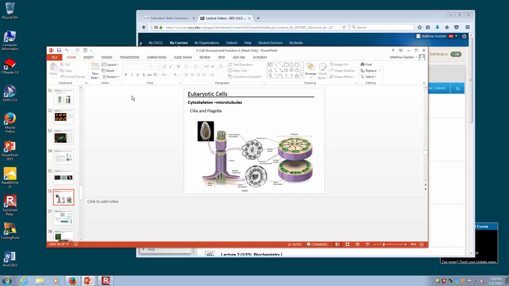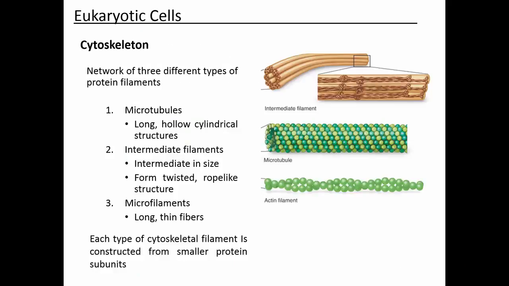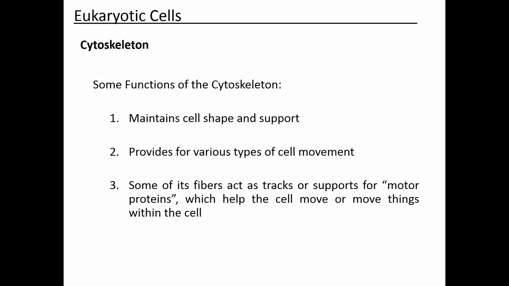And then we started the cytoskeleton last week, and we said that the cytoskeleton, if we could just go back to this slide really quick, overall has these functions: to maintain cell shape and support. It can also provide various types of cell movement and also be the tracks along which motor proteins move to move things within the cell or to help the cell itself move.